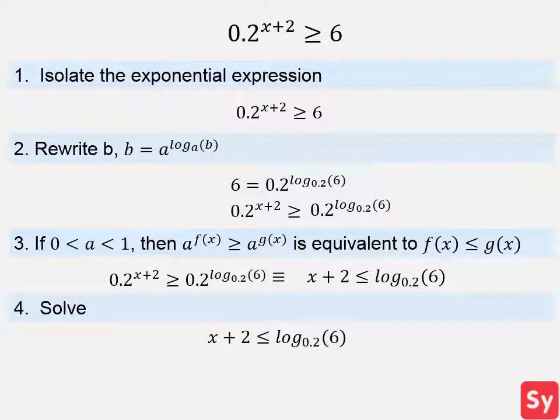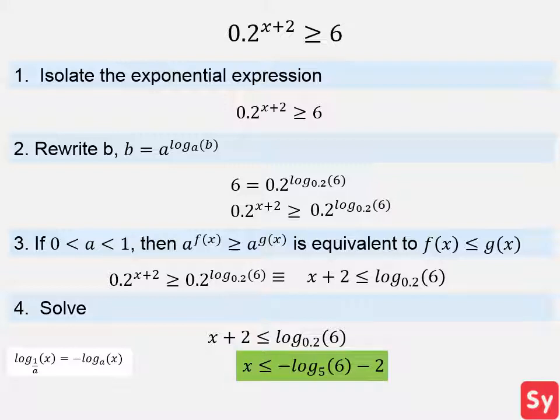In order to help solve this inequality, you can use this identity to simplify the logarithmic expression. 0.2 is the same as 1/5. So, we use this identity to rewrite our logarithmic expression, and then we subtract 2 from each side. We get x is less than or equal to negative log base 5 of 6 minus 2, which is our answer.